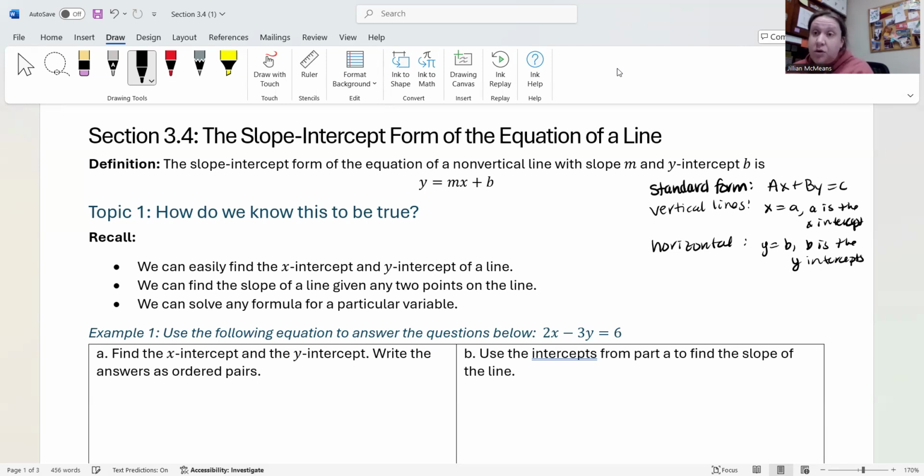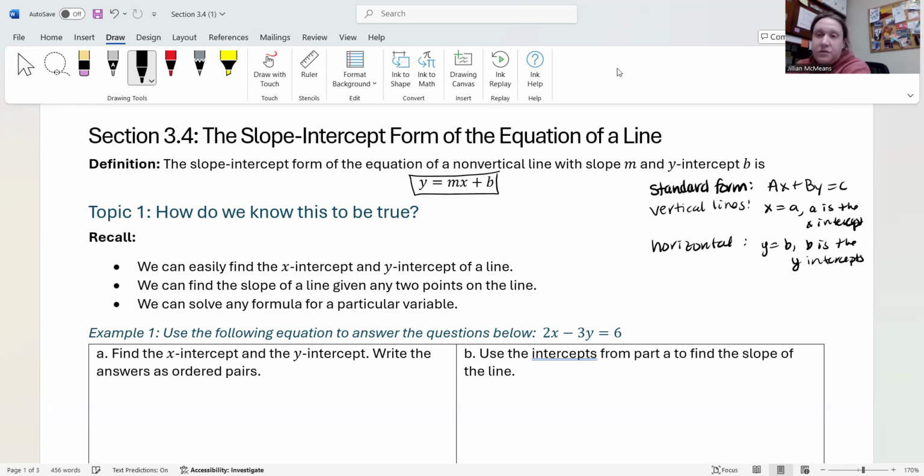Now we're going to talk about a new super amazing form of a line called slope-intercept form. And when I say this is super amazing, I really mean it. You use slope-intercept form a lot. It makes graphing lines a breeze, okay? So the definition says: slope-intercept form of the equation of a non-vertical line with slope m and y-intercept b is y equals mx plus b.